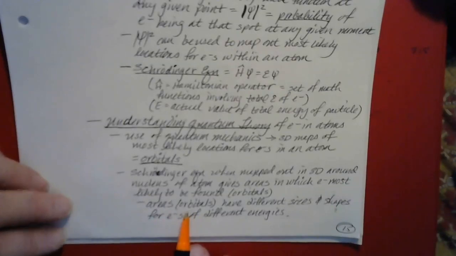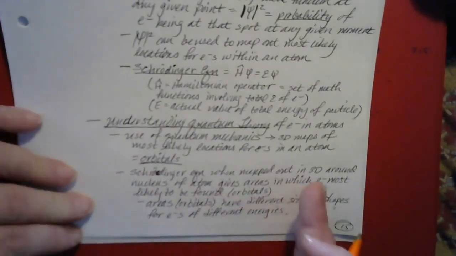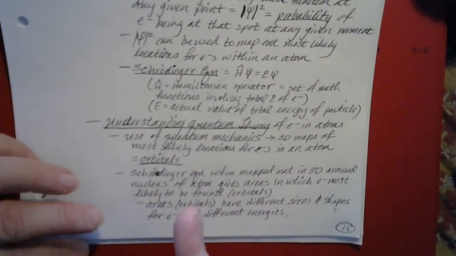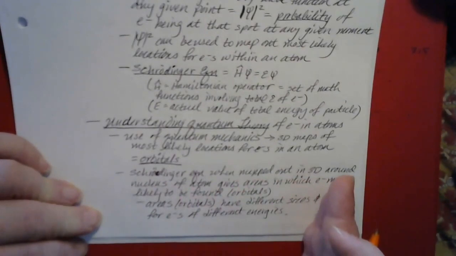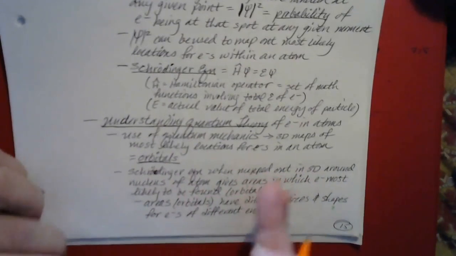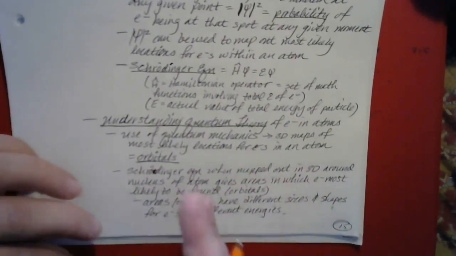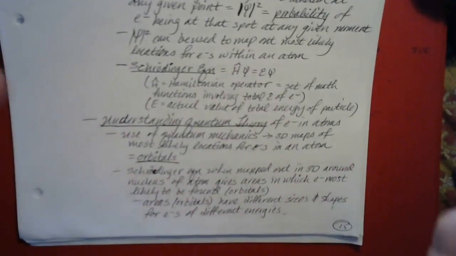The areas where electrons are most likely to be found, orbitals in other words, have different sizes and different shapes for electrons of different energies. Particularly, they have different sizes based on the n number. So you'll have essentially the same shapes of orbitals in each principal energy level, but the bigger the number of the principal energy level, that is the n number, the bigger the orbitals will be. They'll be the same shapes as they are in the other principal energy levels, but they'll be bigger as n gets bigger.